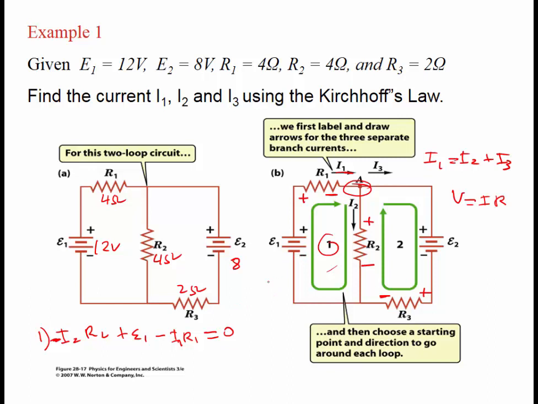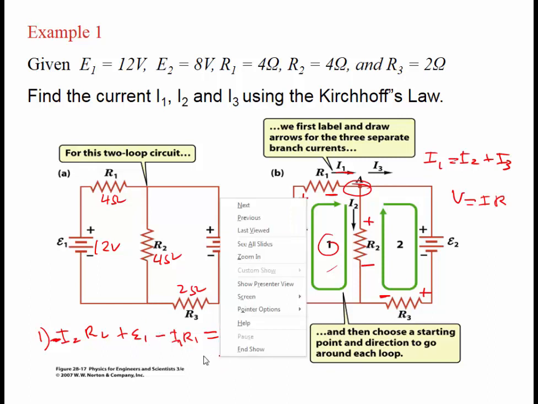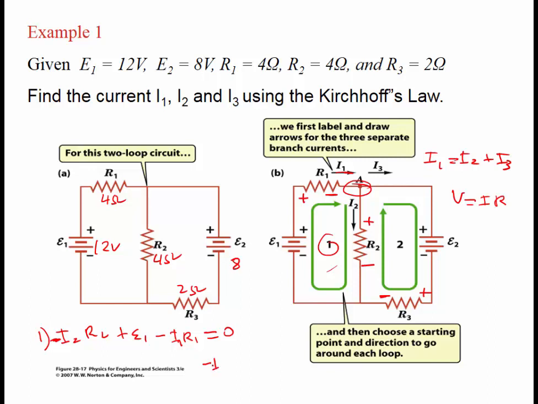And then we can rewrite this so that it actually looks better. So if we rewrite this, we're going to have negative I1 times R1, minus I2 times R2, and if we bring the potential across to the other side, this becomes equal to negative E1. And since they're all negative, we can basically make them all positive by multiplying by negative 1, right? So what we have is I1 times R1 plus I2 times R2 equals E1, right?